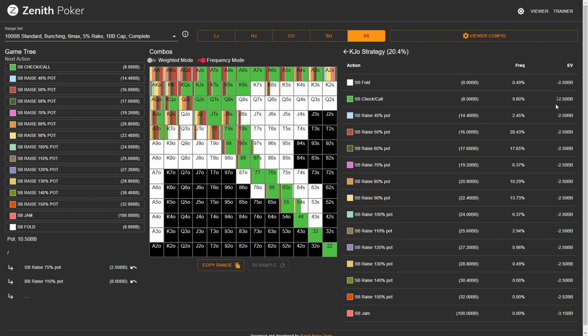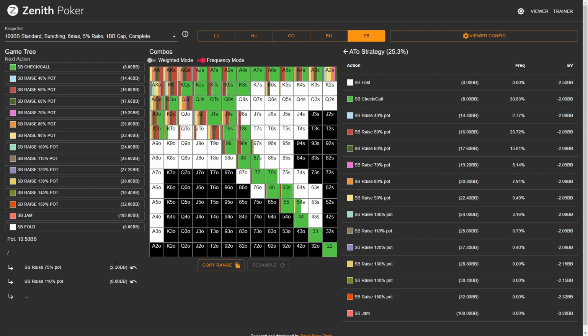It's definitely a bluff. If you look at its EV, with the king jack offsuit it's essentially 0, even folding 0.5% of the time. So the EV of this king jack offsuit, even though it's played 99% of the time, is basically 0. And similarly, ace 10 offsuit, fairly low EV, is being used as a 4-bet bluff there as well.